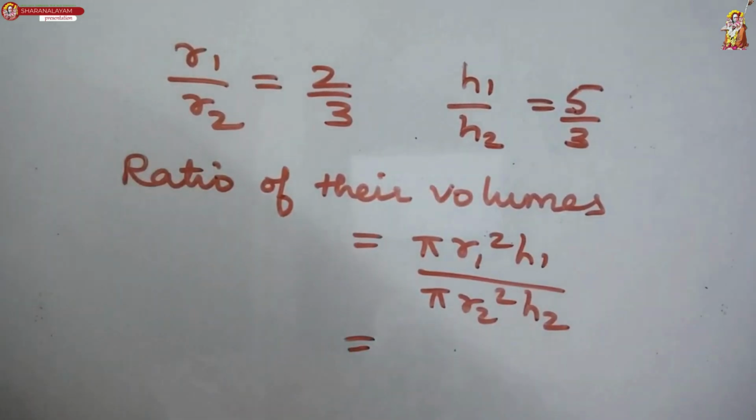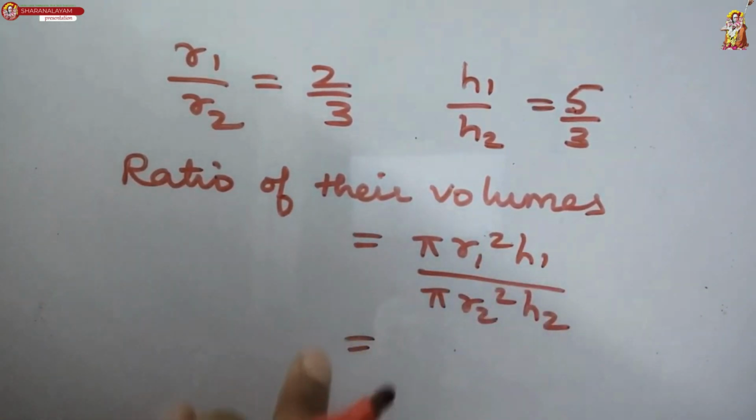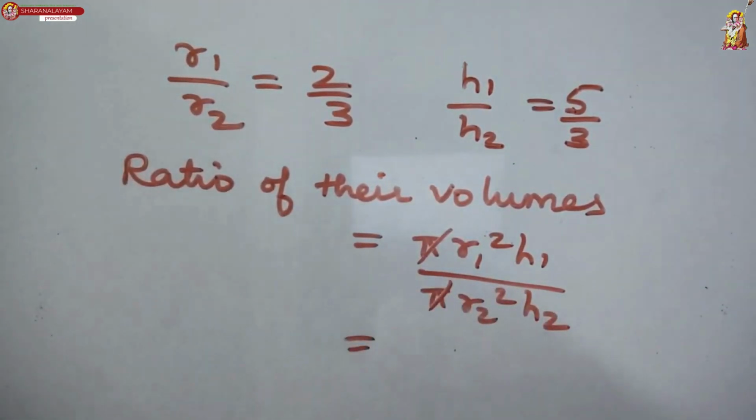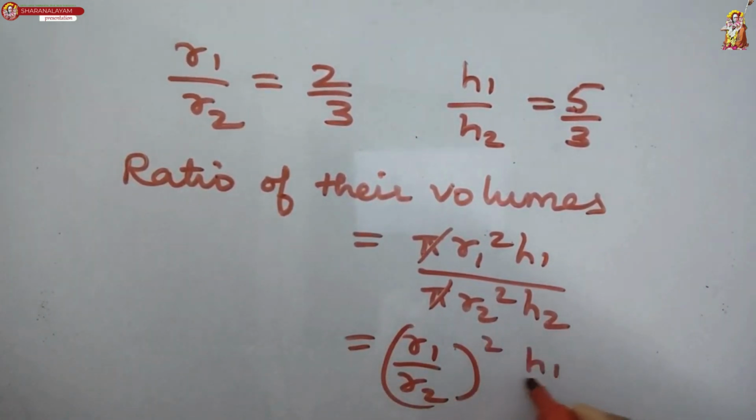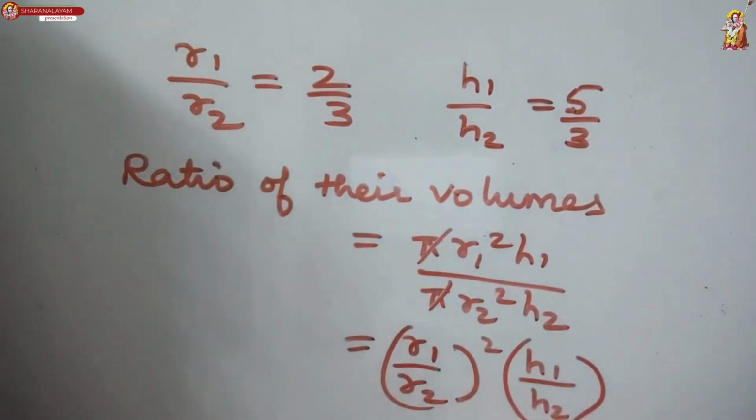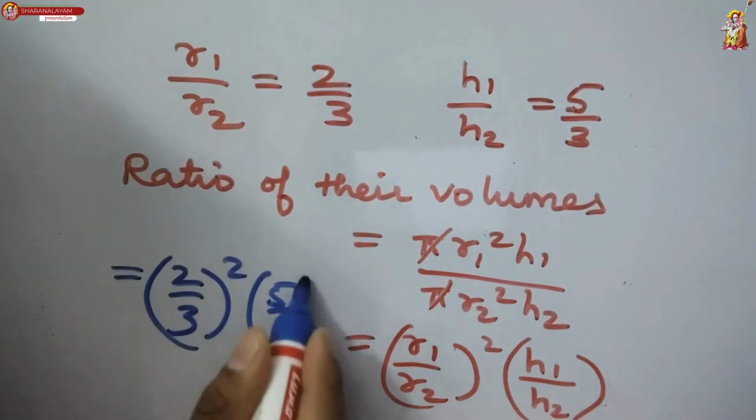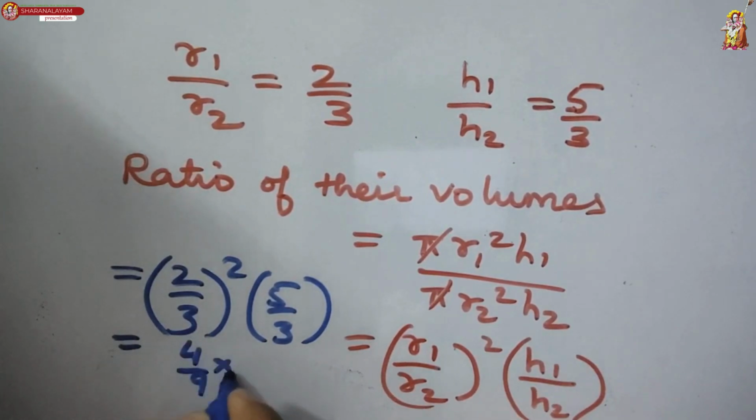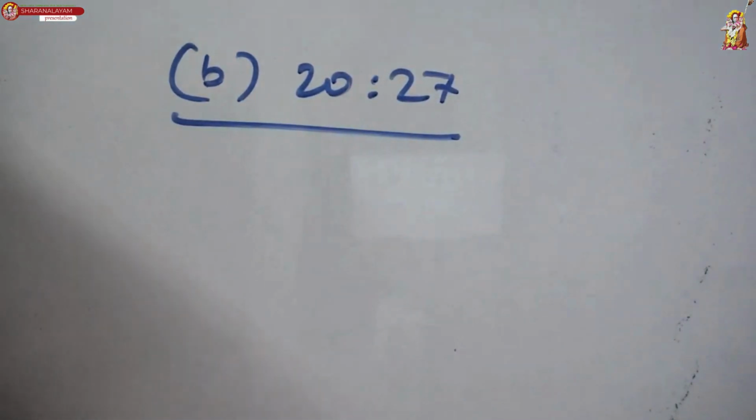Okay. Now ratio of their volumes will be equal to pi R1 square into H1 divided by pi R2 square into H2, right? Now pi gets cancelled and this is nothing but R1 upon R2 the whole square into H1 upon H2. And that we already know as 2 by 3 the whole square into 5 upon 3. Correct? So that is equal to 4 upon 9 into 5 upon 3, which is equal to 20 upon 27. So this is the answer. So the correct option is option B, 20:27.